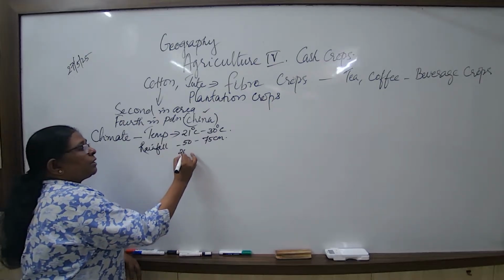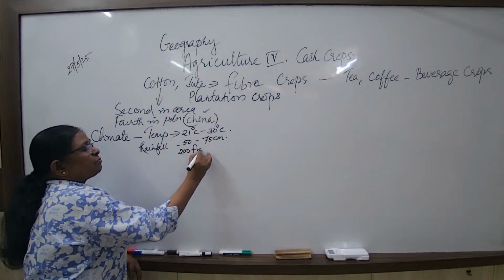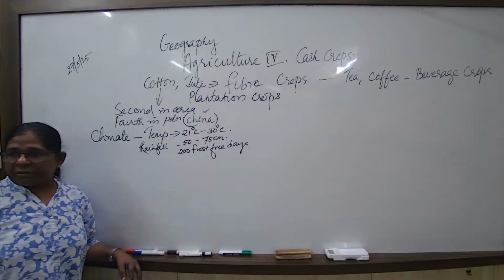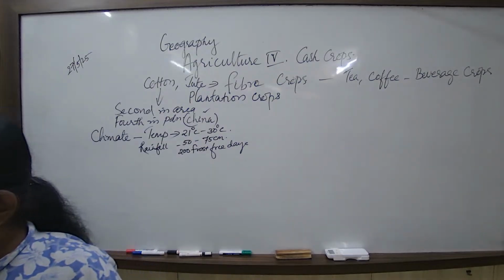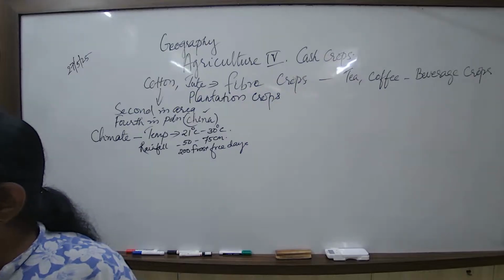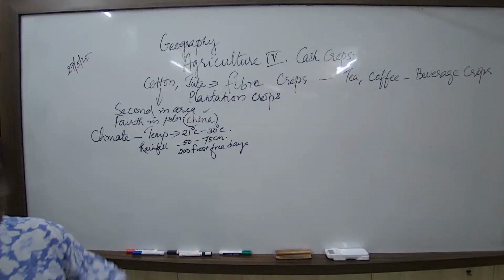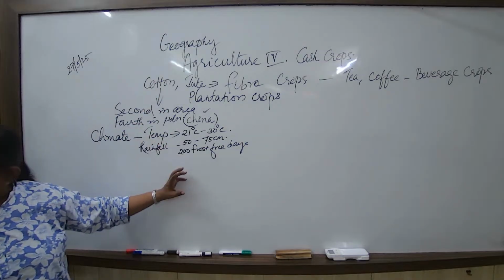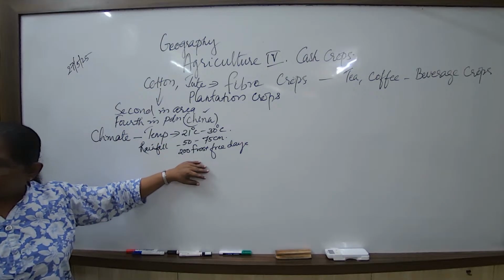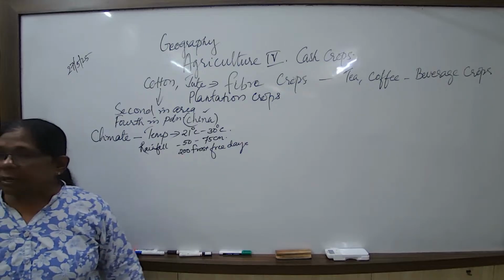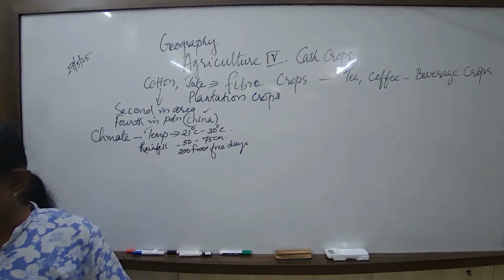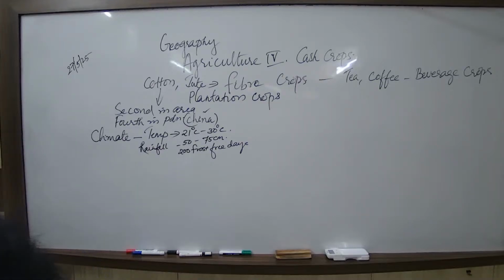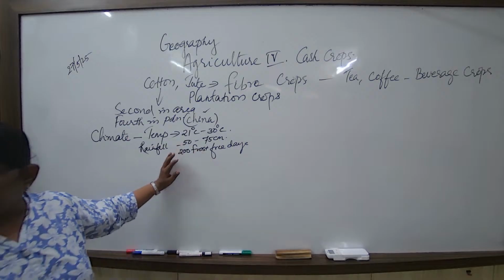Now, 200 frost-free days. What is the meaning of this word? Frost, do you know what is frost? It's a kind of crystals of ice. So if frost is there, that will kill the cotton bolls itself, so we will not get production. So 200 days of frost free. It means 200 frost-free days are essential for cotton growth. Got it? Is that clear?